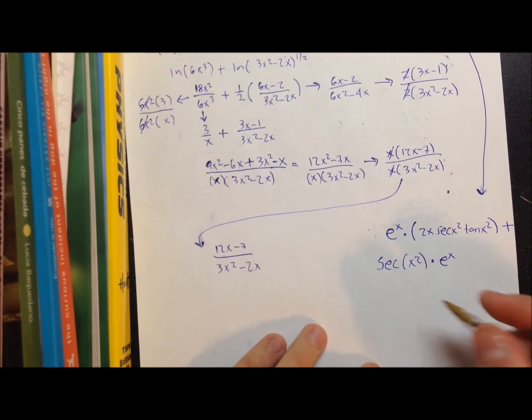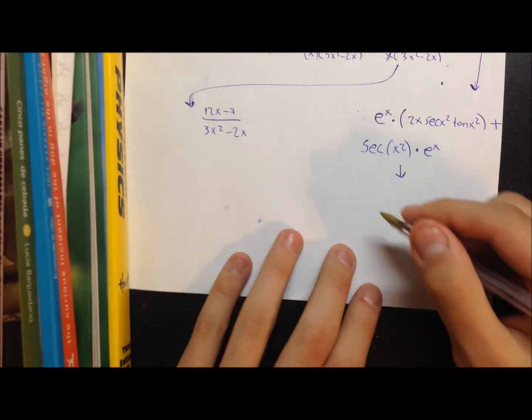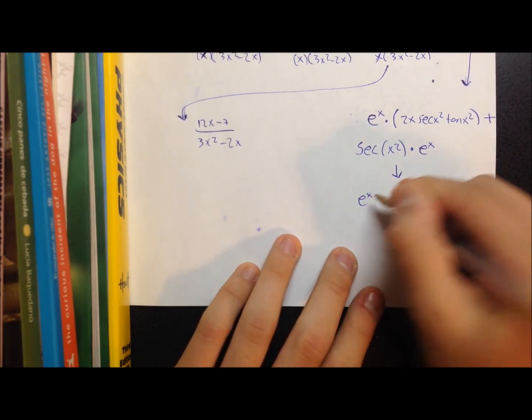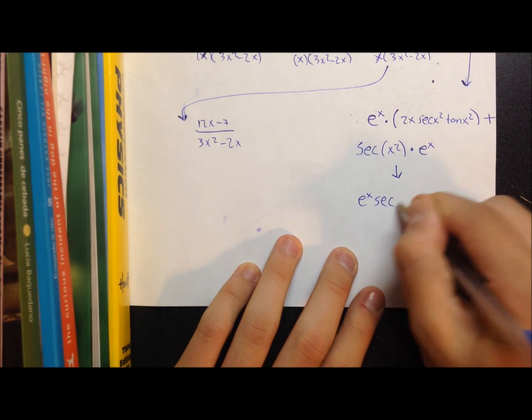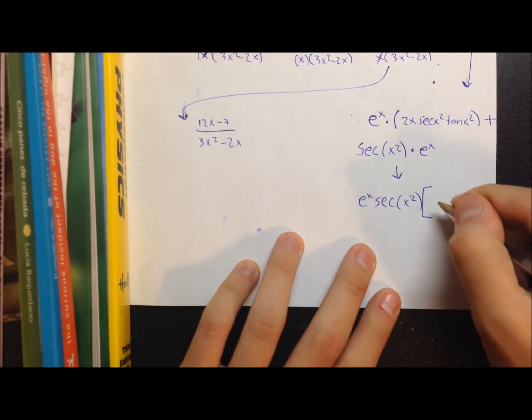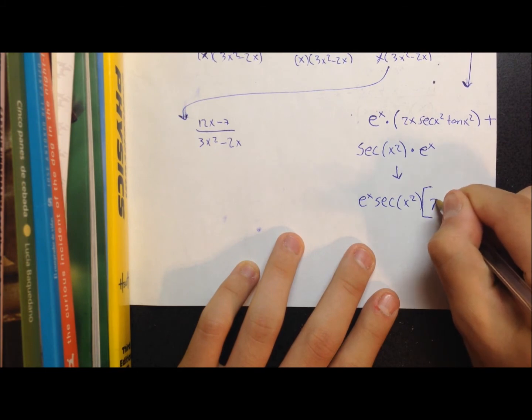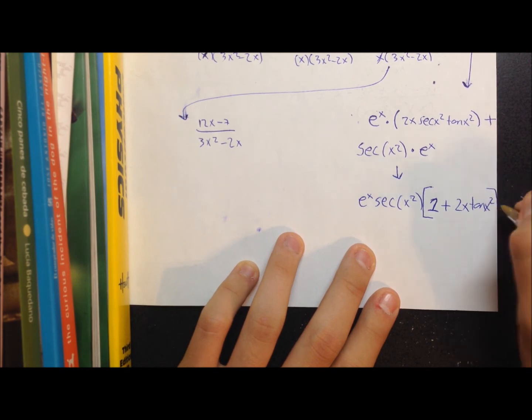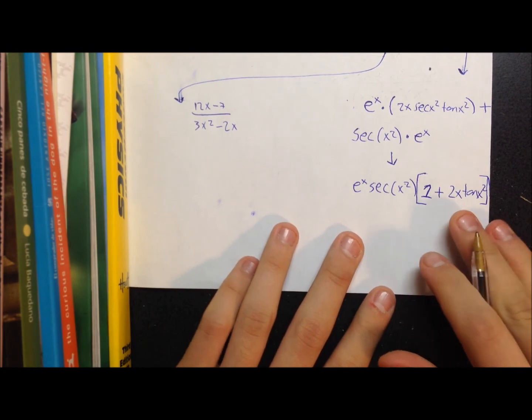And then we can factorize this into an e to the x power times secant of x squared times 1 plus 2x tangent of x squared. And that is the derivative of the second part.